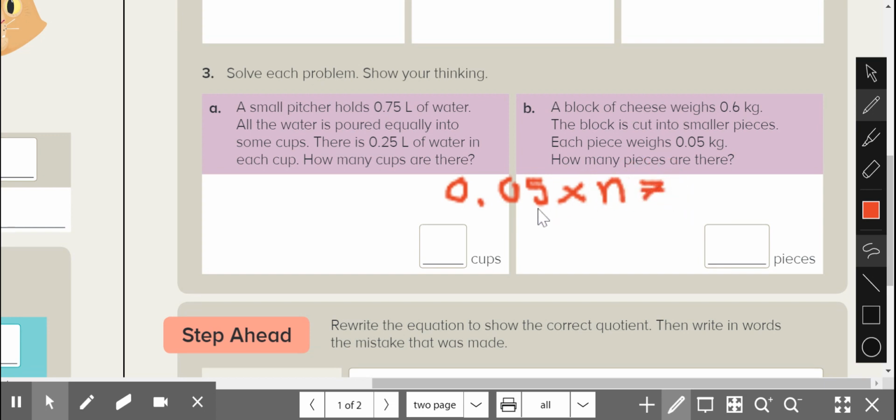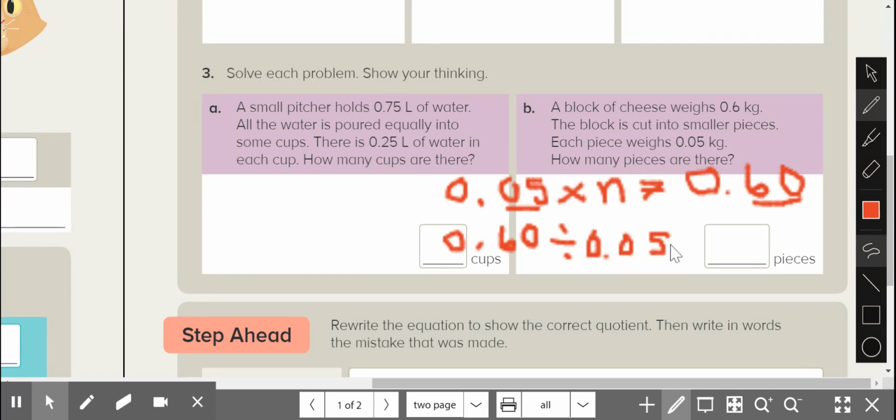And when we multiply those two numbers, we get 6 tenths. I'm going to go ahead and add a 0 because I can, so that I'm looking at the same place value for both of these. I didn't change the value of this number, I just changed the way it's written. So 5 hundredths times a number n equals 60 hundredths. We could reverse this and we could say 60 hundredths divided by 5 hundredths gives us our answer.